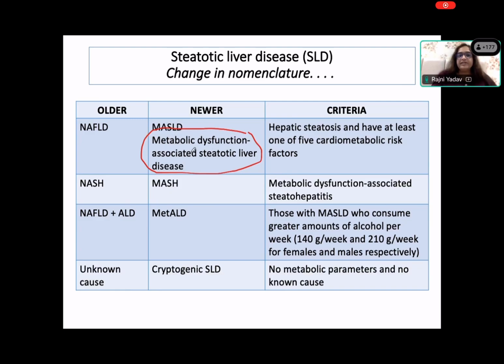So it is metabolic dysfunction associated or caused steatotic liver disease. For this, the patient needs to have steatosis and at least one of the 5 cardiometabolic risk factors, which are impaired fasting glucose, obesity, elevated triglyceride, low HDL cholesterol, or raised blood pressure. So any of the risk factors plus steatosis becomes a metabolic dysfunction associated steatotic liver disease.